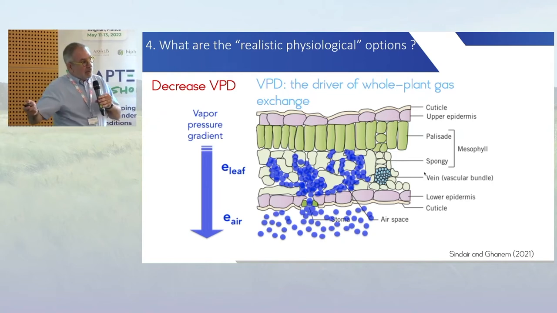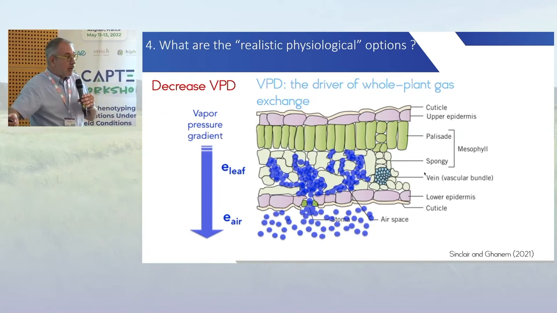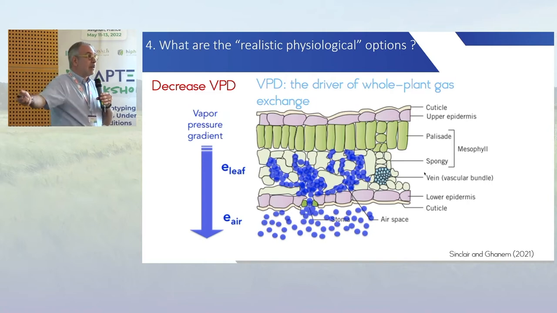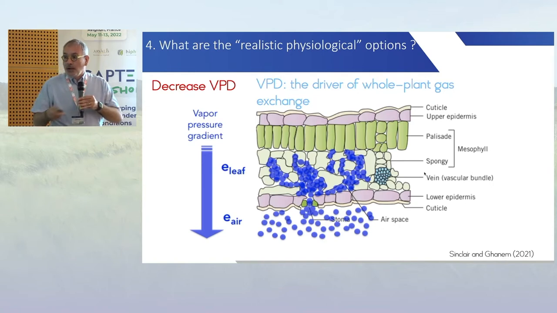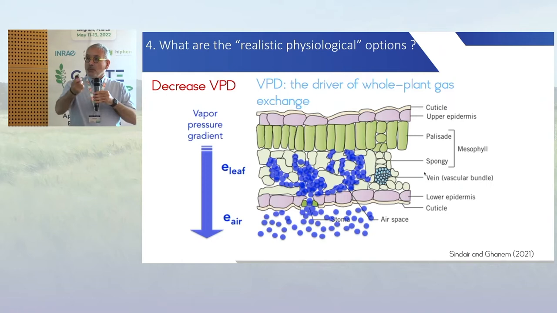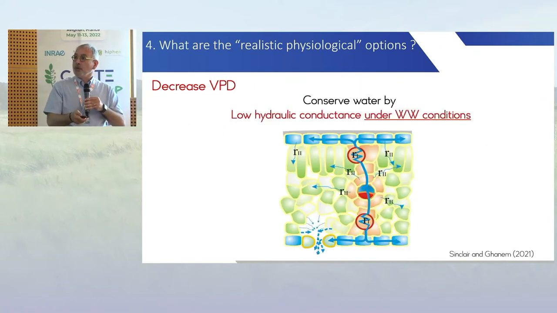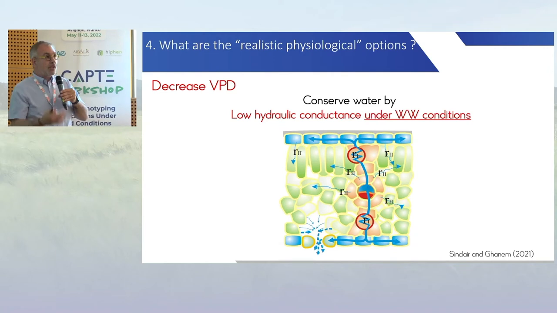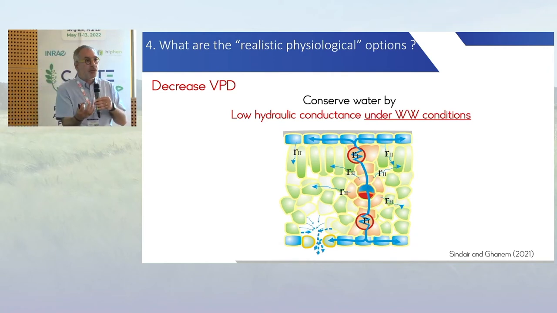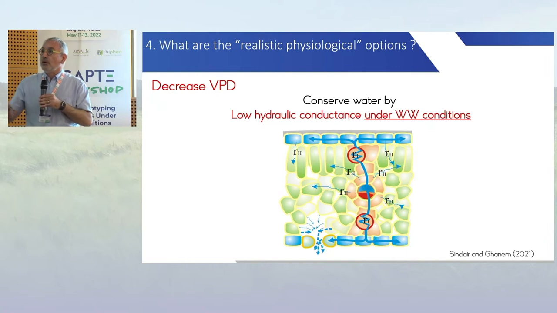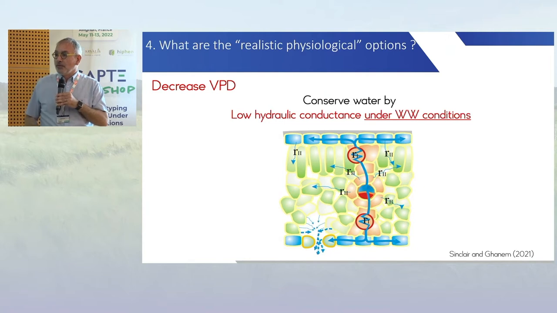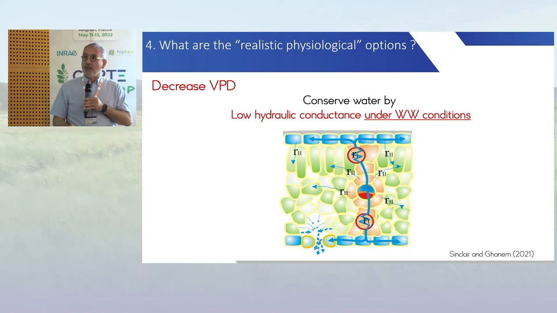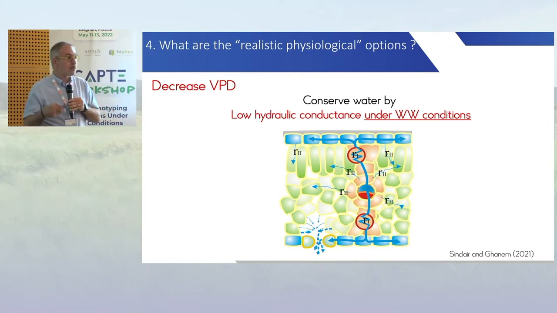So it's not only an environmental variable, it's also a plant variable. The plant can have a way of acting on this variable, and I'll show you later on how we could do that in different ways. So if we want to decrease the VPD, conserve water, we can do that by having a lower hydraulic conductance under well watered conditions, if you consider a leaf cutting and all sorts of resistance everywhere.